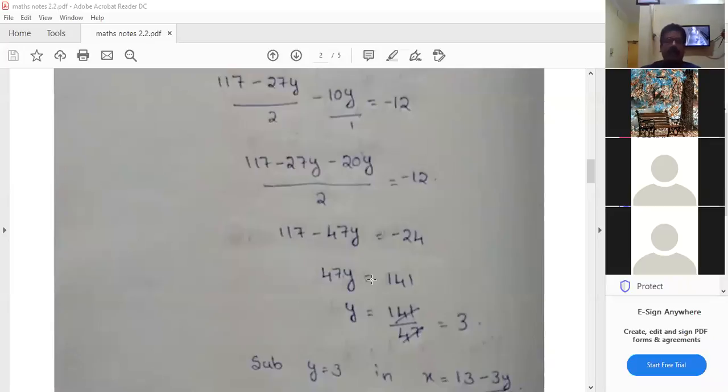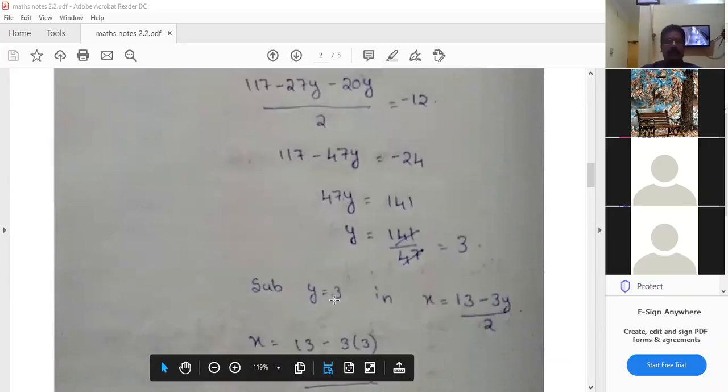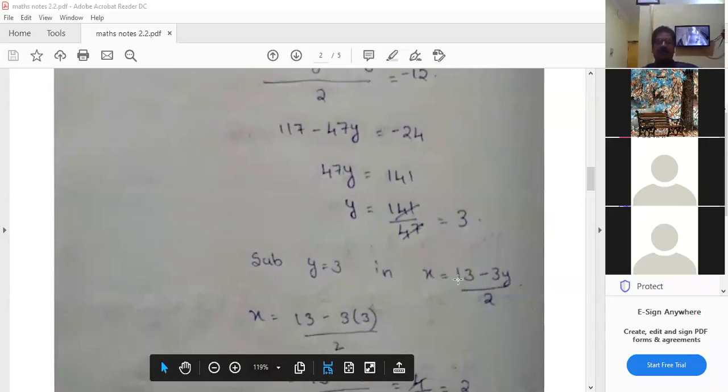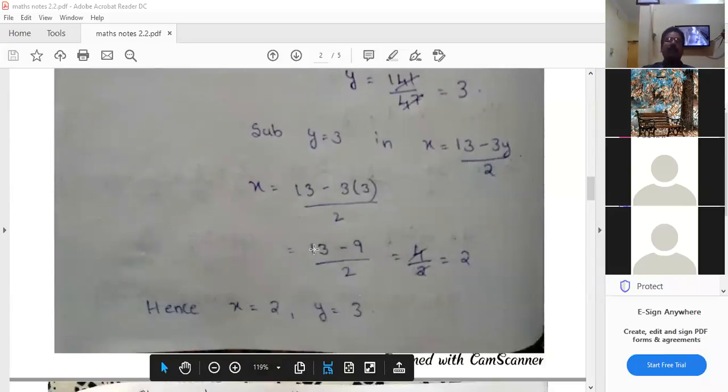Okay, Rafi. And now I'm substituting the y value, y equal to 3, in x equal to (13 minus 3y) by 2. So x equal to 13 minus 3 times the y value 3. 13 minus 3 threes are 9, by 2. 13 minus 9 is 4, by 2. Hence x is equal to 2 and y equal to 3 is the solution of the equations.